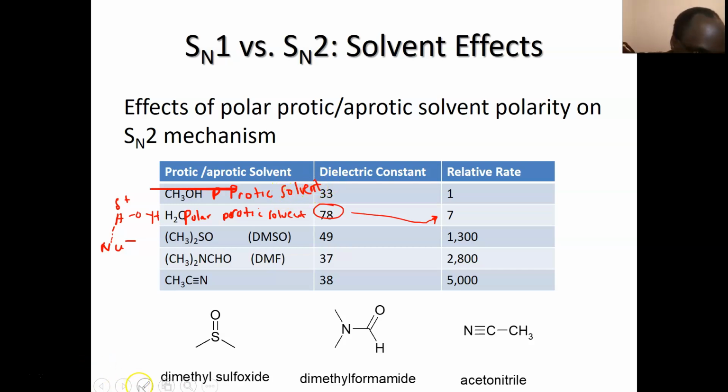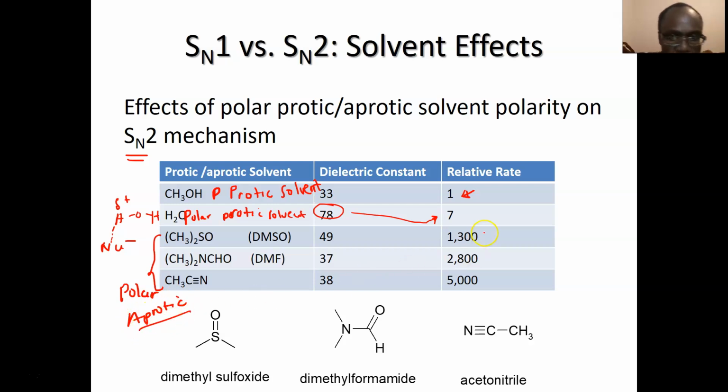Okay, let me clean up the P. My stylus keeps messing up. So the alcohol and the water are relatives. Both of them are polar and protic, and that disfavors SN2. See, the rate is 1. But the moment you use these guys, which are polar but aprotic, that's a key word, polar aprotic, look at the rates. The rates are in the thousands. Acetonitrile is the best, obviously.